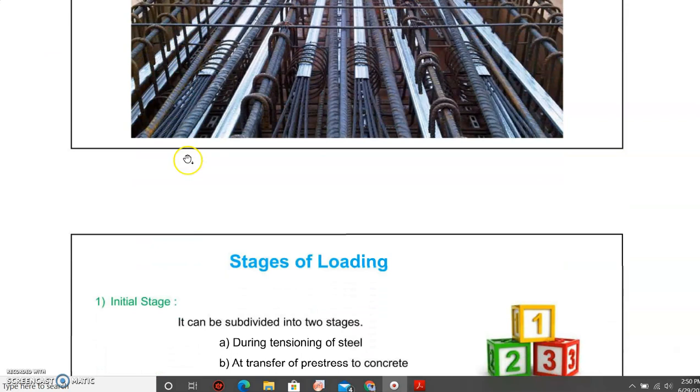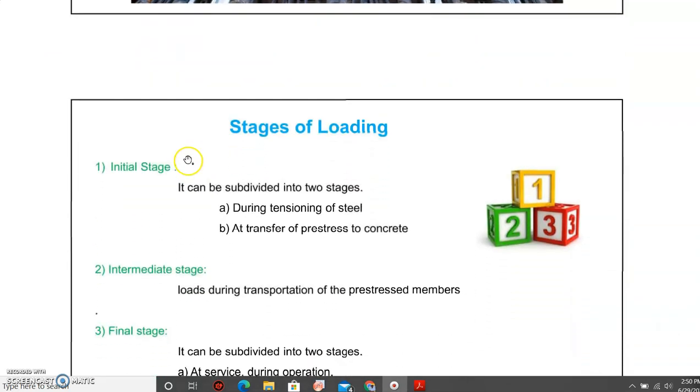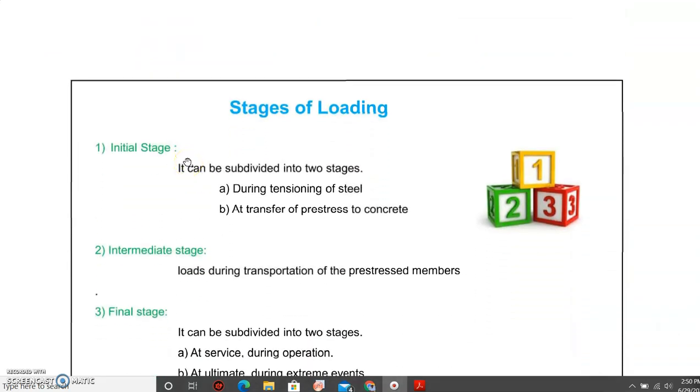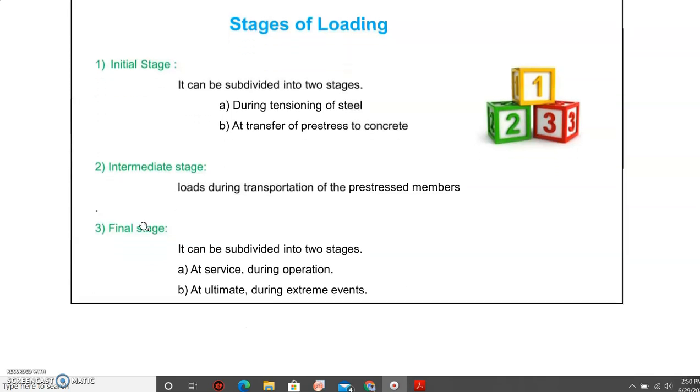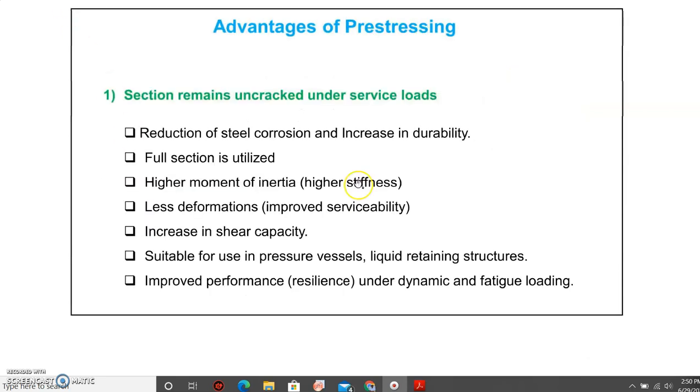Next, stages of loading. So there are three stages. One is the initial stage, the intermediate stage, and the final stage. The initial stage is classified as during the tensioning of steel and at transfer of pre-stress to the concrete. The second one is the intermediate stage. The intermediate stage is nothing but while handling of the pre-stressed structures. The final stage can be divided into two stages: at service during the operation, and at ultimate during extreme events.